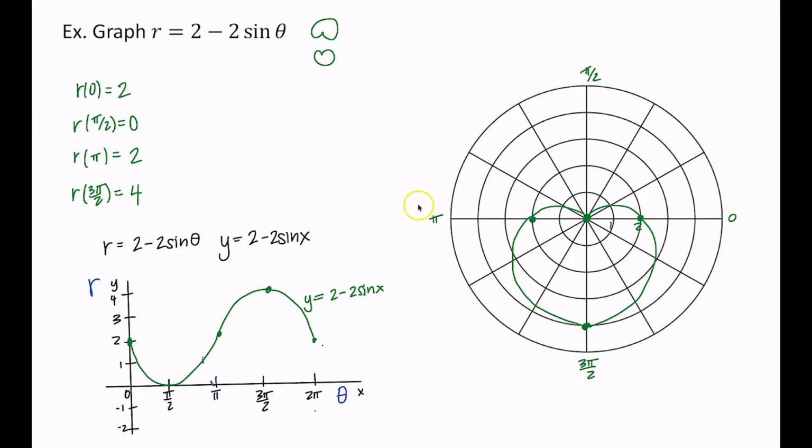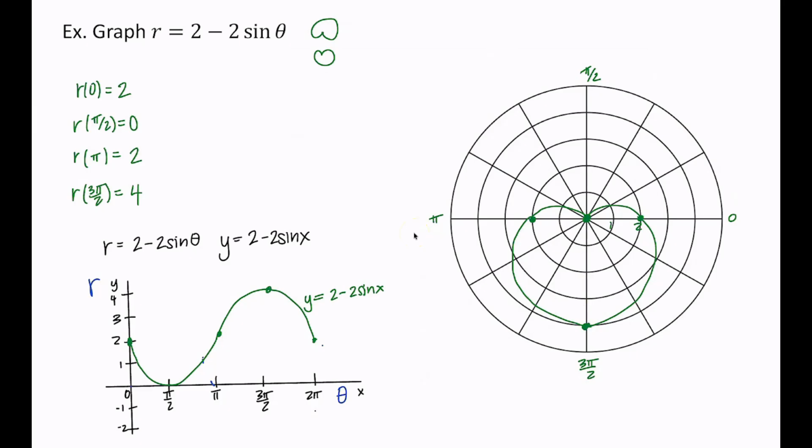So between pi and 3 pi over 2, as I move from the angle pi to the angle 3 pi over 2, my radii are going to increase. The distance from the pole was 2, and then it's going to get bigger, right? Like 2.1, 2.2, 2.3, 2.4, and so on. They're going to get bigger and bigger all the way till 4. That's the biggest they can get.